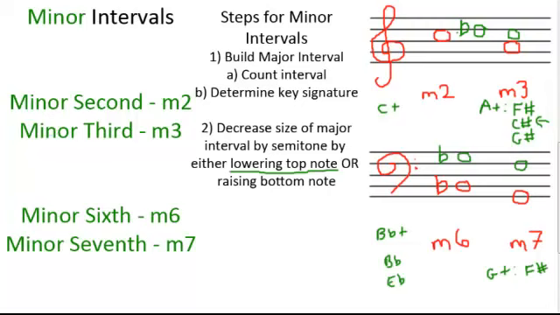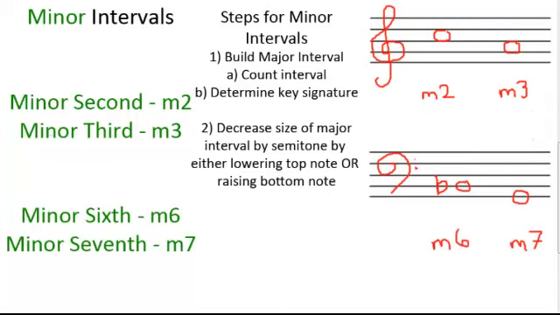Now we're going to try a few examples with descending minor intervals, meaning we're counting down from the top note. Slightly different. Our first step is the same though. We need to build the major interval going down. So we take our top note C, we count down C down to B, and there's our first step.